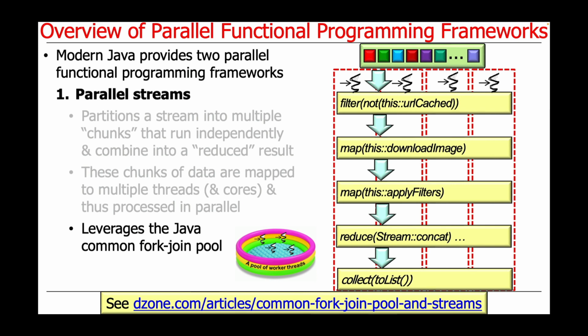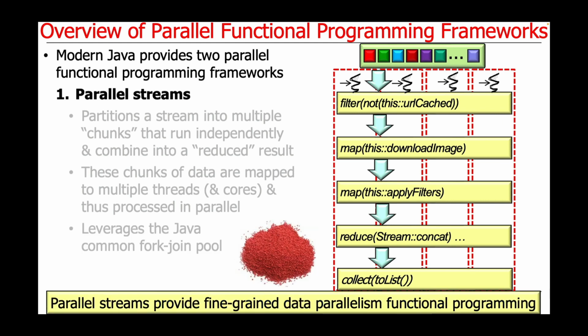And as I mentioned a couple times, Parallel Streams uses the Java Common Fork Join Pool because that's optimized for doing things in parallel on modern multi-core processors. So you can think about Parallel Streams as providing a wrapper around the fork join framework, the Common Fork Join Pool, that gives you fine-grained data parallelism using a functional programming model. So using the functional programming paradigm. So fine-grained data parallelism, functional programming, parallel streams.